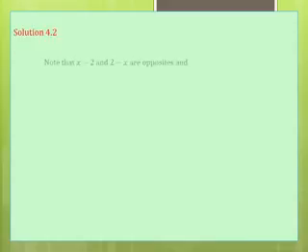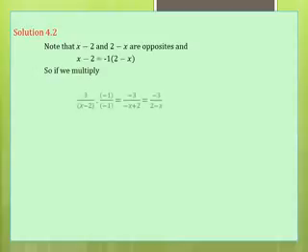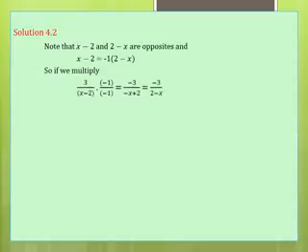Note that x minus 2 and 2 minus x are opposites, and x minus 2 is equal to negative 1 times 2 minus x. So if we multiply 3 over x minus 2 by 1 in the form of negative 1 over negative 1, we will have negative 3 over 2 minus x. Then, 4 over 2 minus x plus 3 over x minus 2 is equal to 4 over 2 minus x plus negative 1 over negative 1 times 3 over x minus 2. We are multiplying negative 1 over negative 1 to the second term in order to attain an expression having the same denominators.